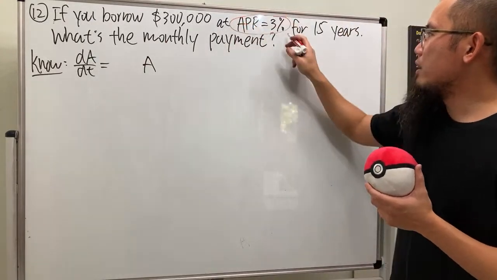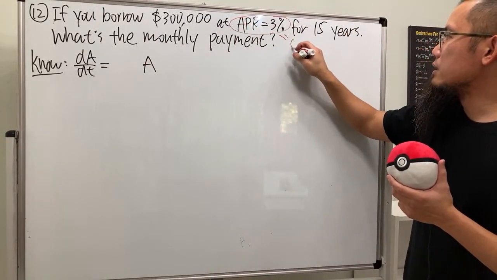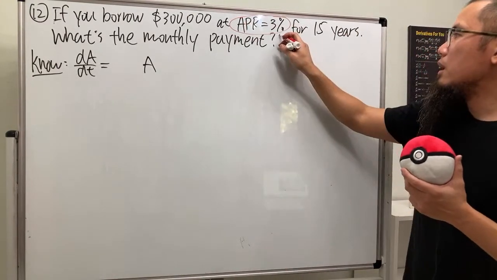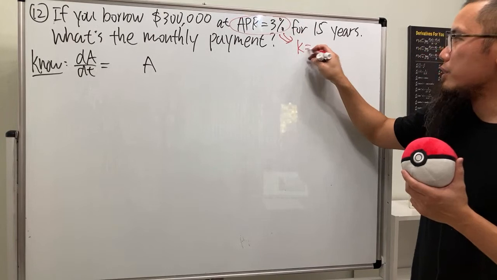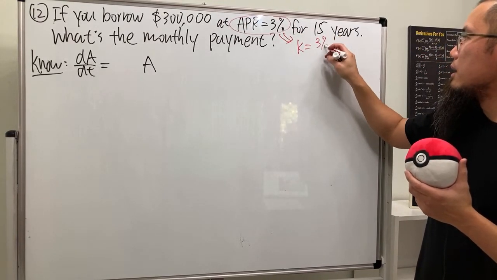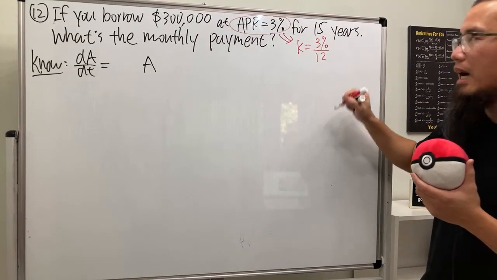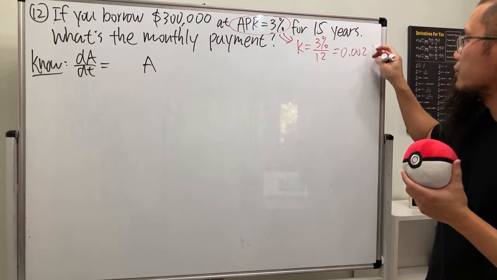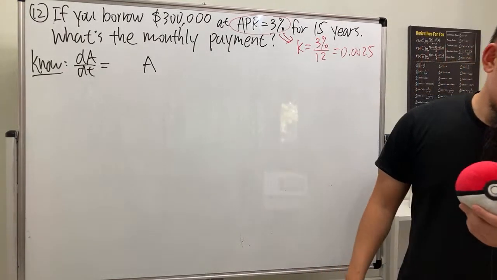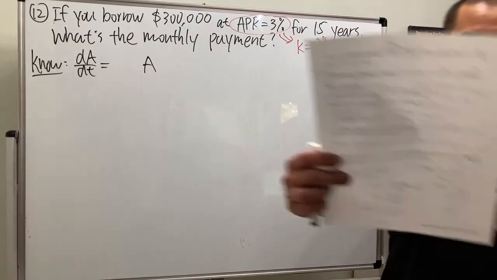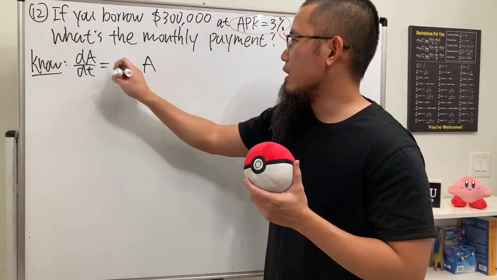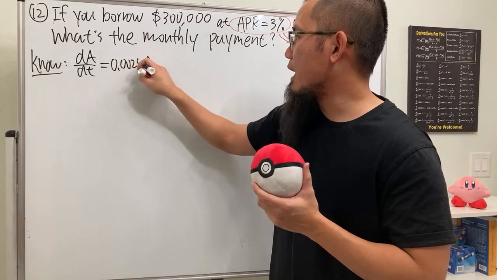So for this right here, I shouldn't put down an equal sign, I should put down an arrow. This can tell you the k, which is going to be 3% divided by 12. Work that out, you will get 0.0025. And that's exactly how I got that differential equation. And that's the k, I will put it down right here. We have 0.0025 times that.